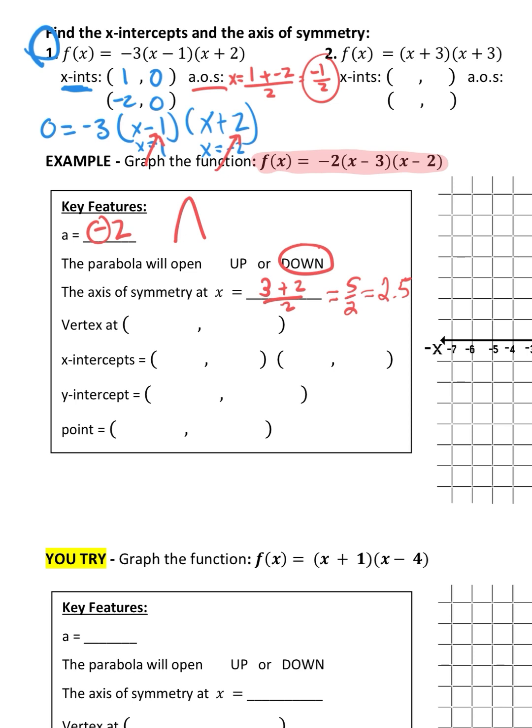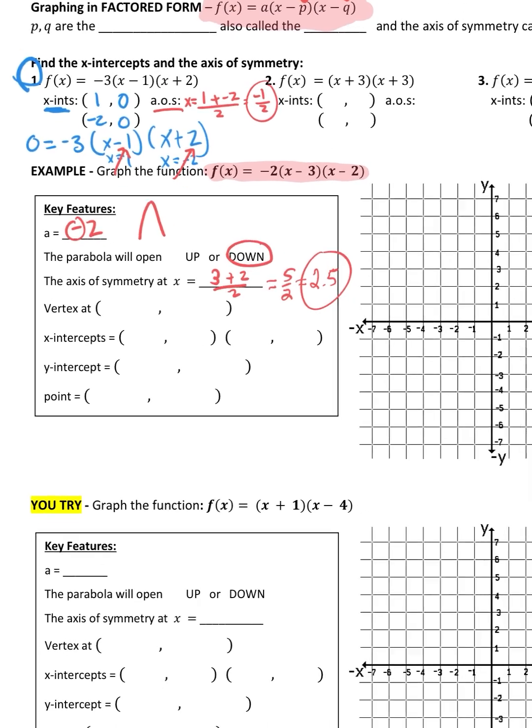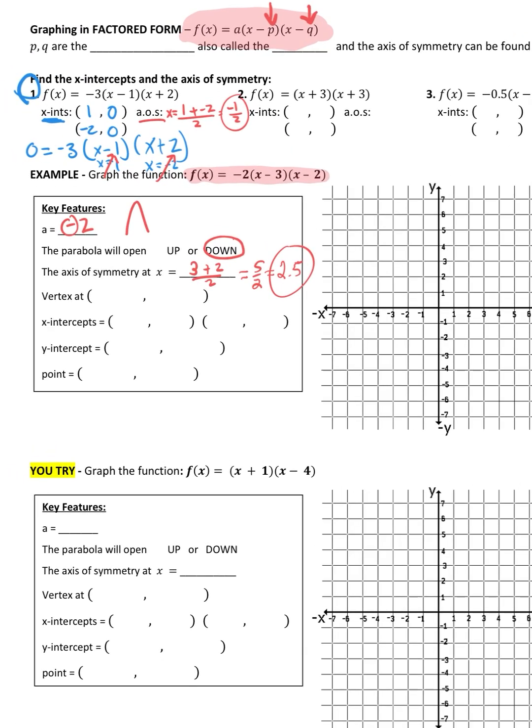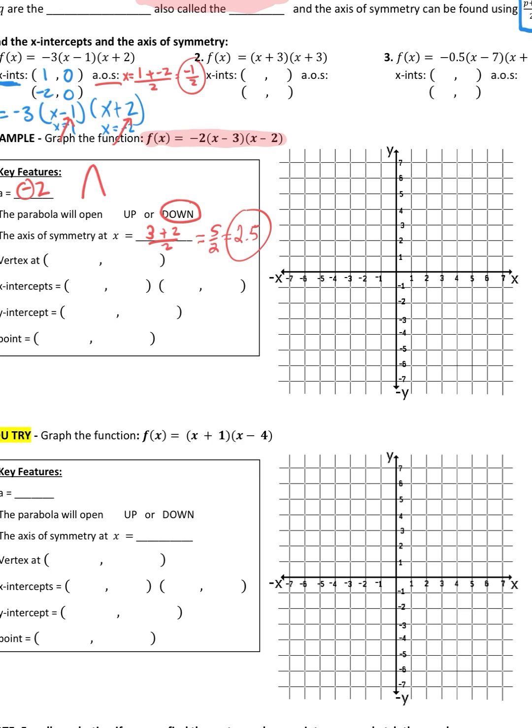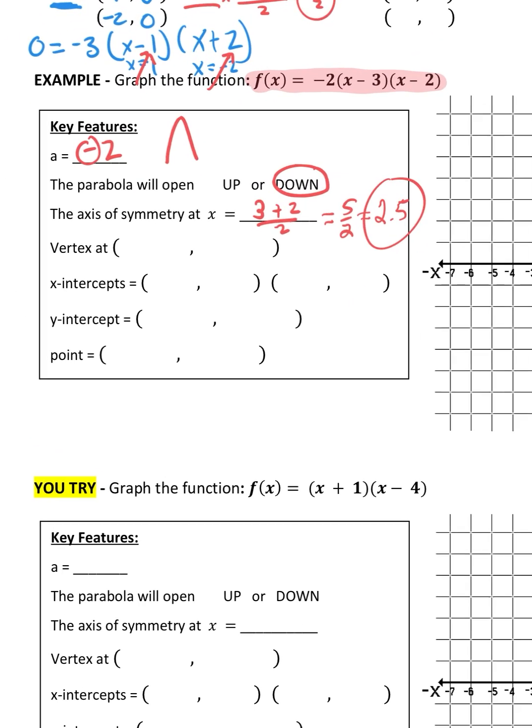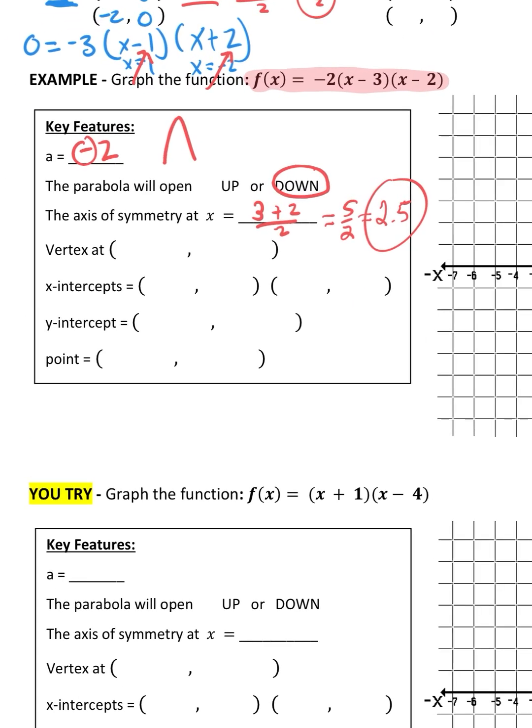And so what we're going to do with this number, that's where this graph has its axis of symmetry. So let's put this on the graph. We can put the roots down. What are the x-intercepts? Let's do those.